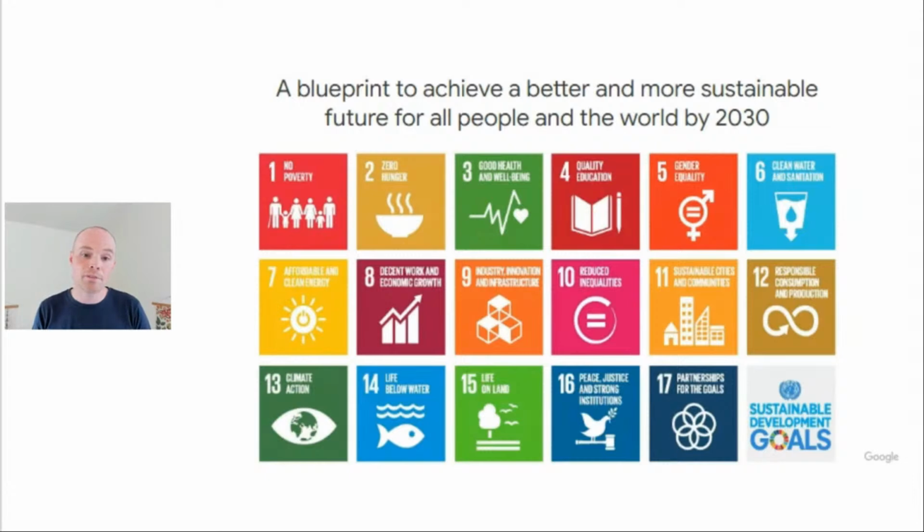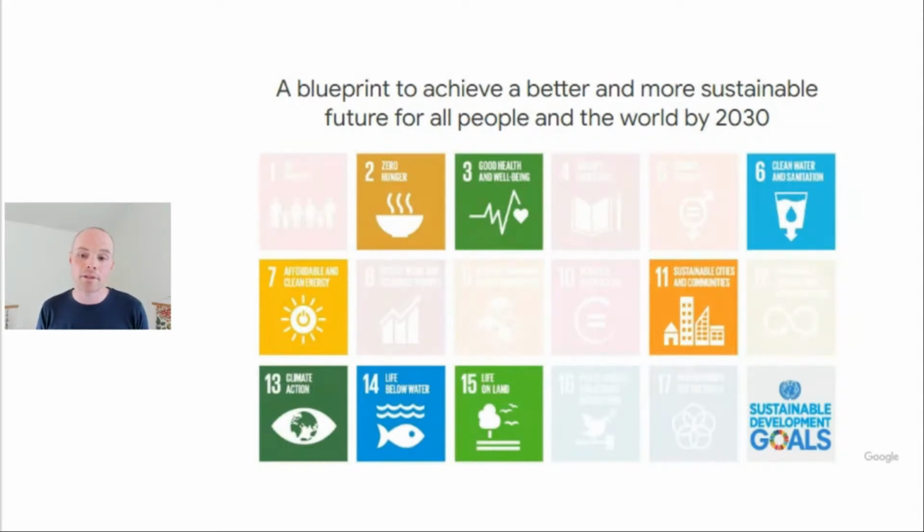Of the 17 goals, Earth Engine is particularly relevant for 8 of them that focus on more environmental aspects like growing food, access to healthcare, and clean water, developing affordable and clean energy, building sustainable communities and cities, climate action, and wildlife and land conservation. In fact, many research institutions, governments, NGOs, businesses have been using Earth Engine to make progress on these goals. So let's take a look at a few examples.